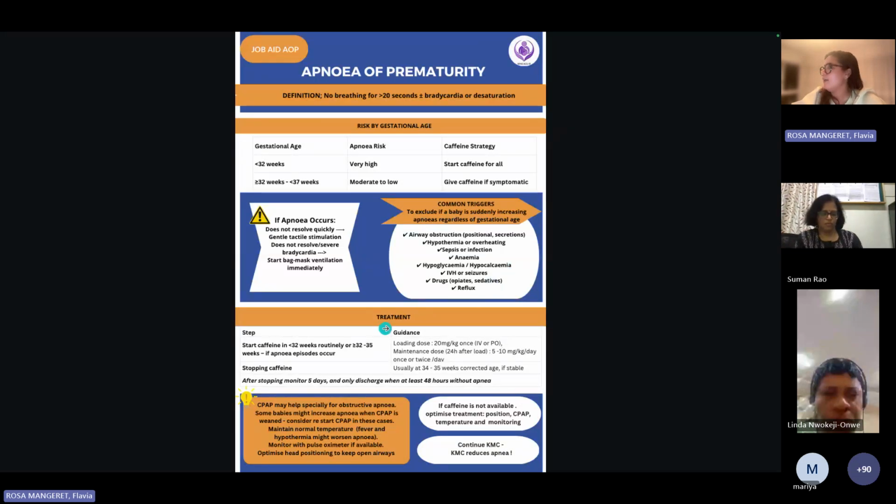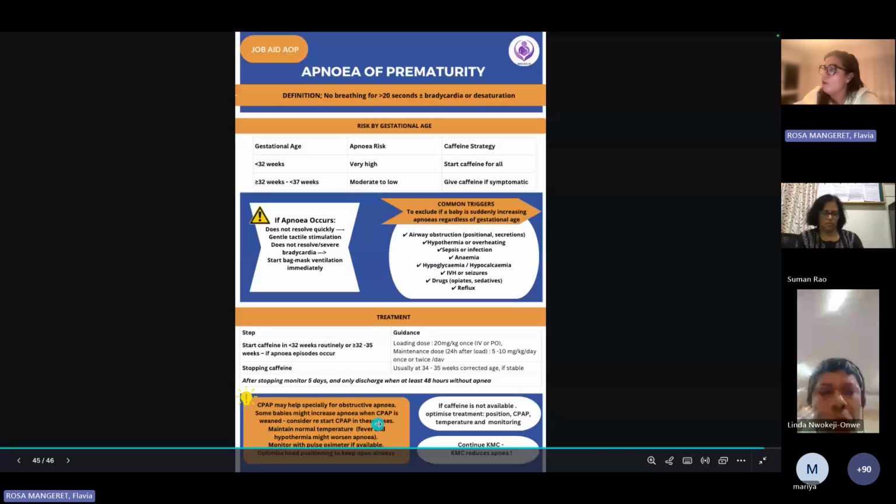Treatment for apnea: always start caffeine. Basically have a loading dose of 20 milligrams per kilo and then a maintenance dose of 5 to 10 milligrams per kilo per day, once or twice a day. We stop caffeine at about 24, 25 weeks of corrected age if the baby is stable. After stopping, we have to monitor the baby for about 5 days and only discharge when the baby has at least 48 hours without apnea.